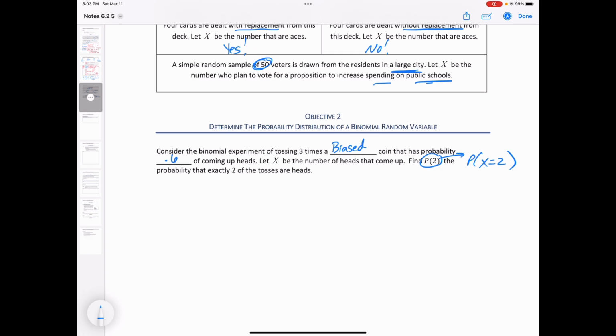But either is fine. All right, so here's how I could get 2 heads. I could get heads, heads, tails. Okay, my first 2 tosses could be heads. Or I could get tails followed by 2 heads. Or I could get the tail in the middle. That's the only 3 ways that I could get exactly 2 heads. All right, now I'm going to do the probability.